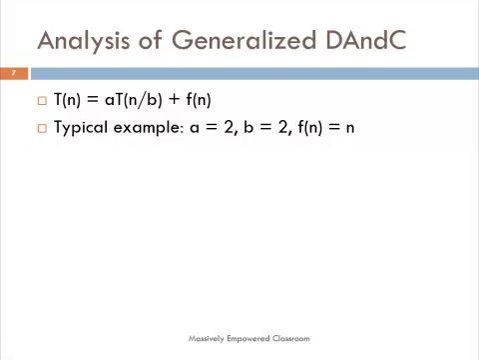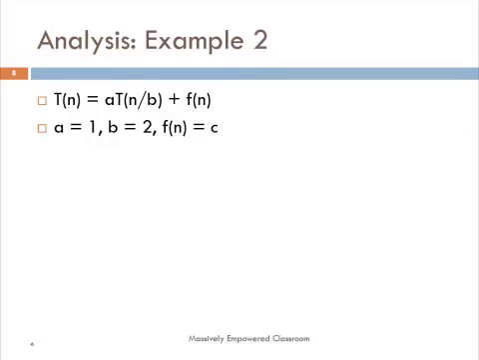Right? So the general form of the recurrence relation is T of n is a times T of n by b plus f of n. We already looked at the typical case where a is 2, b is 2, and f of n is n. And what did that give us? That gave us n log n. Right? Let's look at one more example.